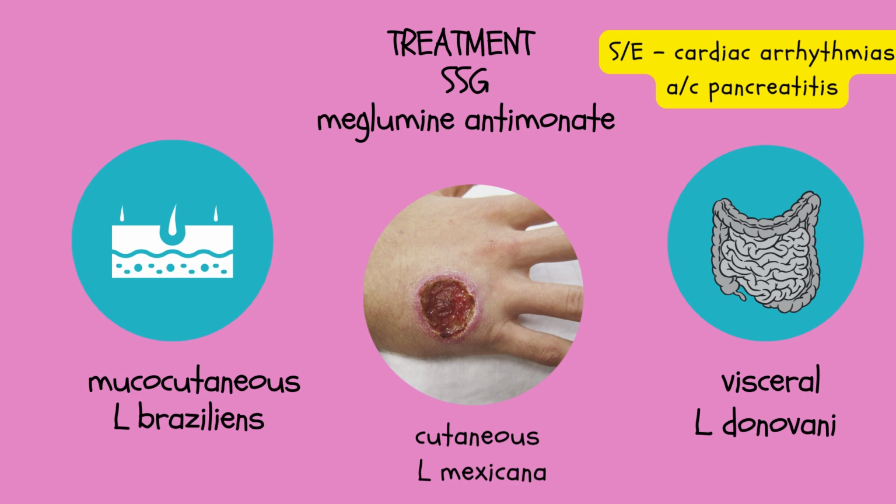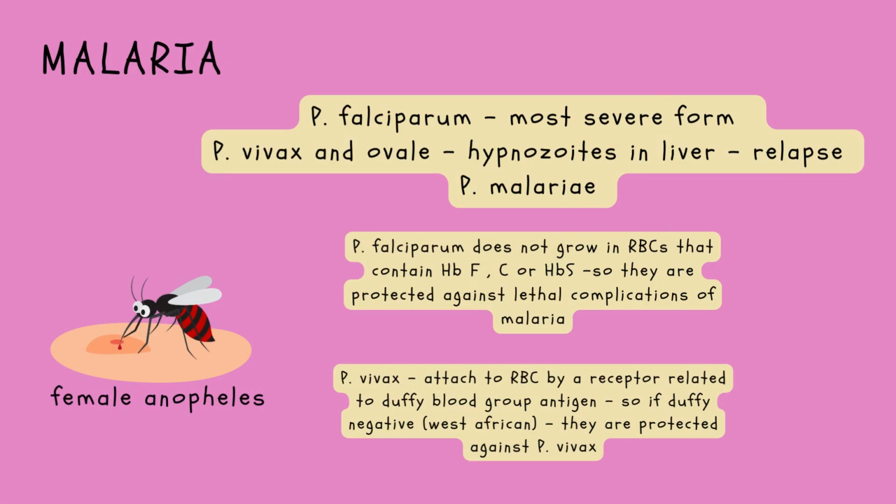Mucocutaneous form is caused by Leishmania brasiliensis, and the cutaneous form, which presents as a very discrete ulcer-like lesion at the site of infection, is caused by Leishmania mexicana. And the treatment of choice is sodium stibogluconate or meglumine antimonate. They are antimonials. The side effects of this treatment are cardiac arrhythmias and acute pancreatitis. So that is leishmaniasis. Now coming to our important protozoan parasite, which is malaria, which is a sporozoan.